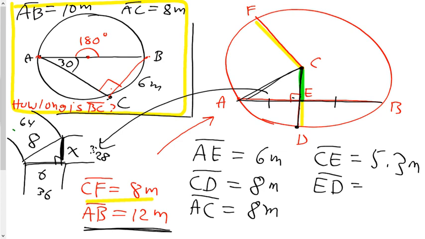Now remember, the whole thing is how long? The whole thing is 8 meters, right? So if this part here is 5.3, this is the rest of it to add up to 8, which means 8 take away 5.3 is your final answer of 2.7 meters.